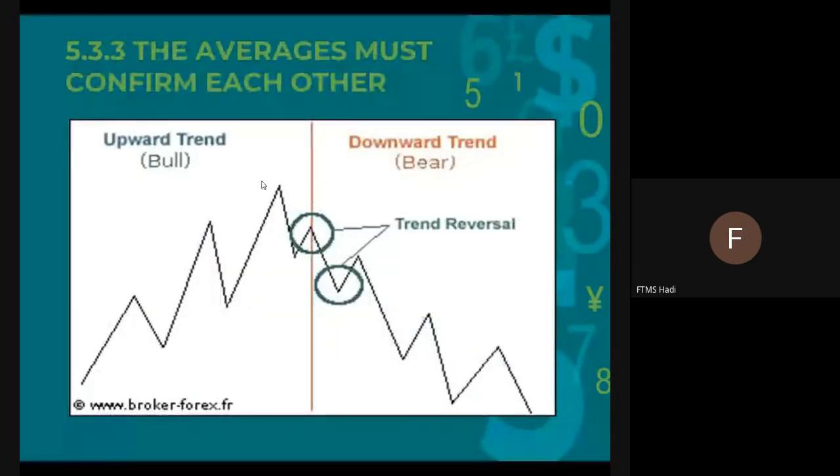The third one: the averages must confirm each other. Like we told you, once it goes up, it will go down. This is the point where they meet each other, the bullish point meets the bearish point. That is the trend reversal. That means going up, going down, going up, going down, going up, going down.